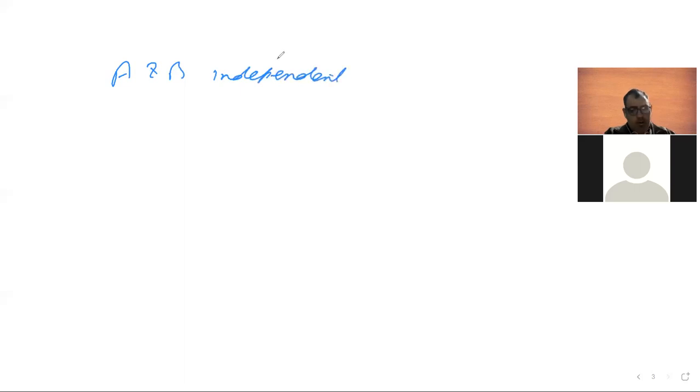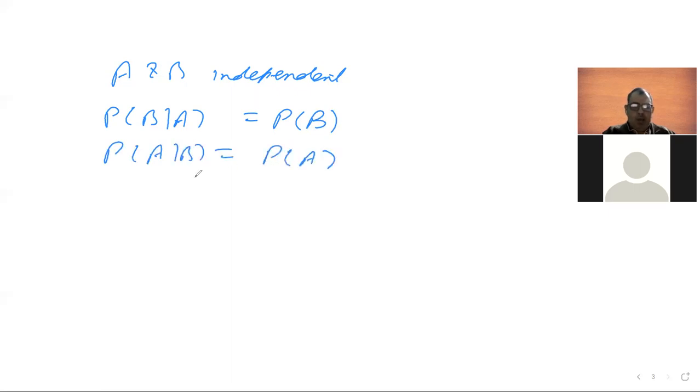Mutually exclusive? No, independent is something else and mutually exclusive is something else. Independent means that one event's probability doesn't affect the other one's probability. Exactly. So when we say independent, it means that P(B given A) will be equal to P(B), and P(A given B) is equal to P(A), and P(A intersection B) is equal to P(A) times P(B).